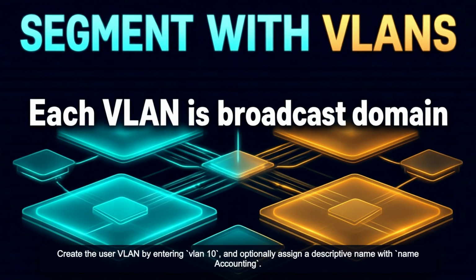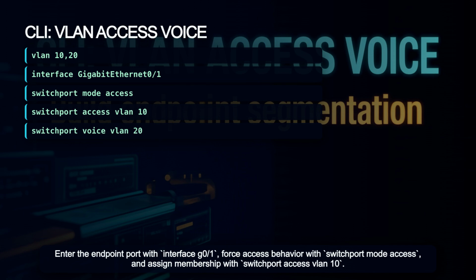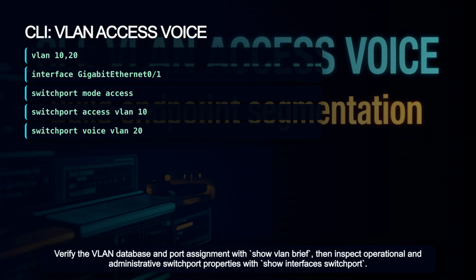Create the user VLAN by entering vlan 10, and optionally assign a descriptive name with name accounting. Enter the endpoint port with interface g0/1. Force access behavior with switchport mode access, and assign membership with switchport access vlan 10. Verify the VLAN database and port assignment with show vlan brief.